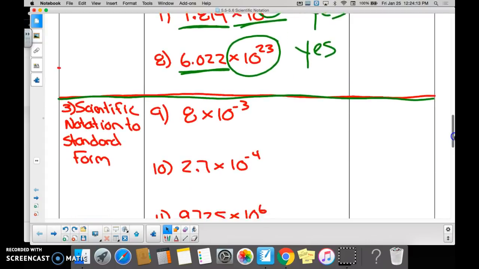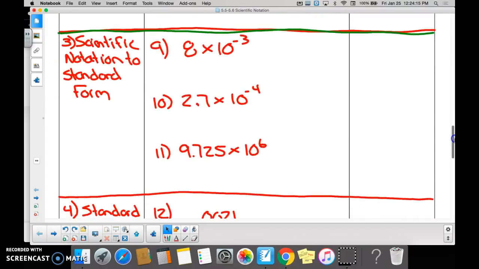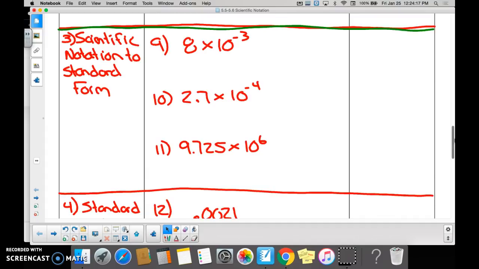Number 3, scientific notation to standard form. Now we're going to actually start evaluating scientific notation and changing it from scientific notation to its standard form, or just its number. So in this situation, we have number 8, and we're multiplying it by 10 to the third. You know that if you have a whole number like 8, the decimal point is actually right after the number, because 8 is the same thing as 8.0.